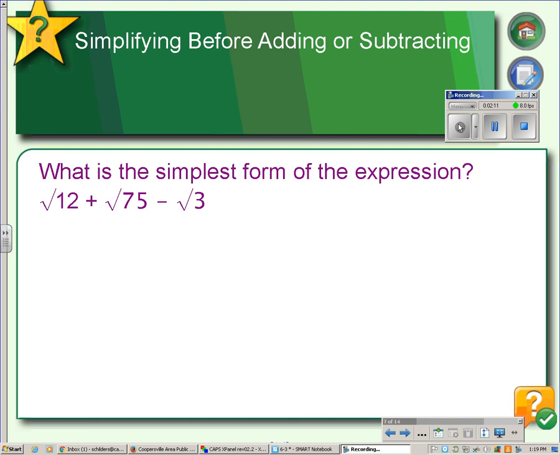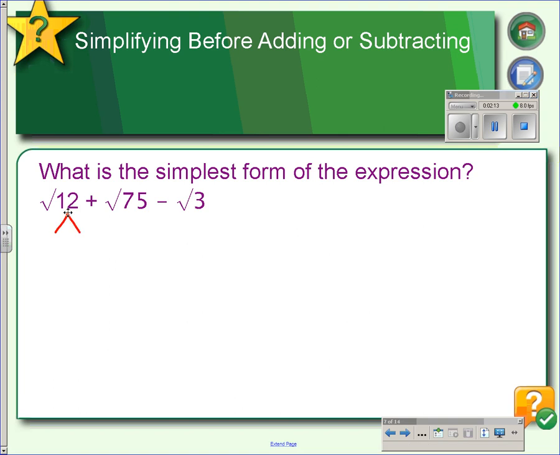So we'll start with our 12 and factor that as 4 times 3. 4 factors as 2 times 2. And then because they're square roots, we're looking for 2 of a kind. So we have 2 2's, and then the 3 is not a perfect square, so it stays in the radical.